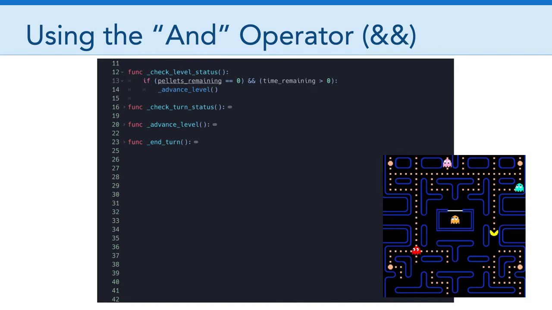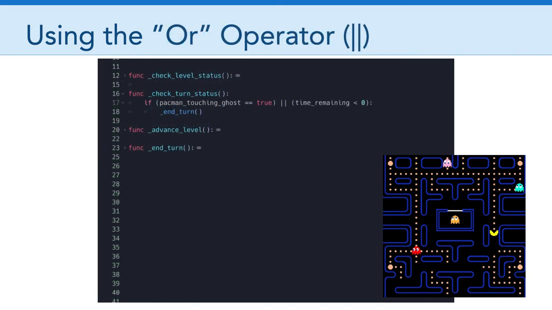Now, you probably imagine that there is the equivalent of an AND statement that comes in the form of an OR operator. In Godot, the OR operator is just two pipes next to each other. And so in line 16, I have check turn status. And so I'm checking two things here in this if statement in line 17. If Pac-Man is touching a ghost, if that's true, or time remaining is less than 0, I want to end the turn. In other words, Pac-Man's going to die because he touched a ghost, or the game ran out of time, and so I'm going to end the turn. Both of those things don't need to be true.